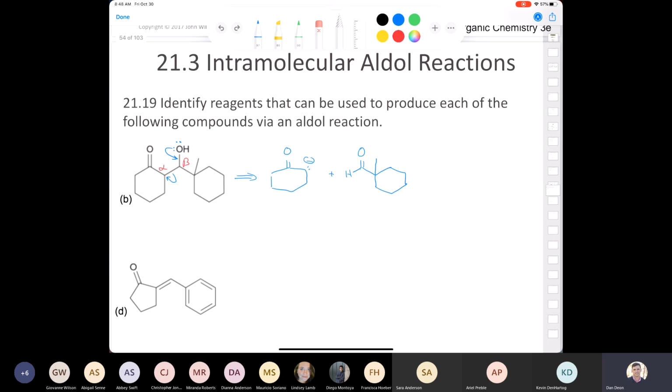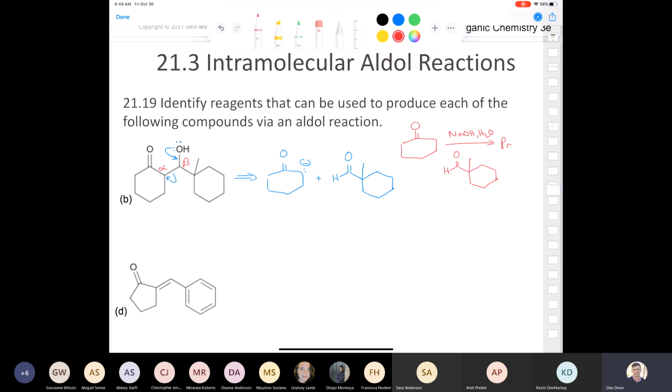And so if I just move this over here a little bit in the interest of space, let me move this over here like this. What would you use? First you would take cyclohexanone, right? You'd take cyclohexanone and you would treat it with sodium hydroxide and water, NaOH and H2O. And what's the electrophile that you would put in? You would put in that aldehyde that I drew here. It's just 1-methyl cyclohexane carbaldehyde, right? And there you go. And that would give you the final product.